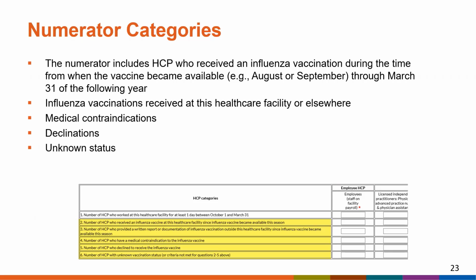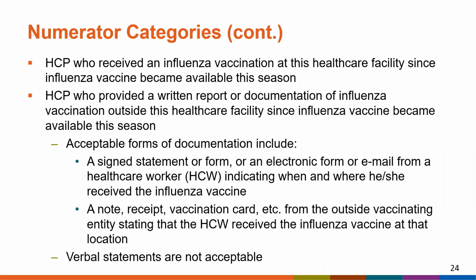There are 5 numerator fields in the NHSN module. This slide highlights the numerator categories as they appear on the Healthcare Personnel Influenza Vaccination Summary form. The categories include influenza vaccination received at the healthcare facility or elsewhere, medical contraindications, declinations, and unknown vaccination status. The first numerator category is healthcare personnel who received an influenza vaccination either at this healthcare facility or elsewhere. Please note that these are 2 separate fields in the NHSN module.